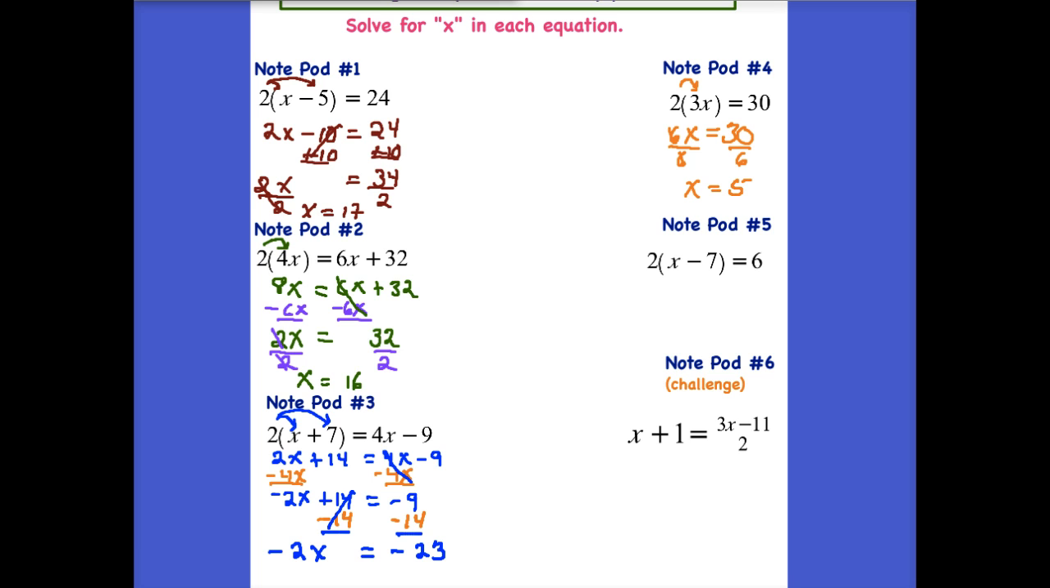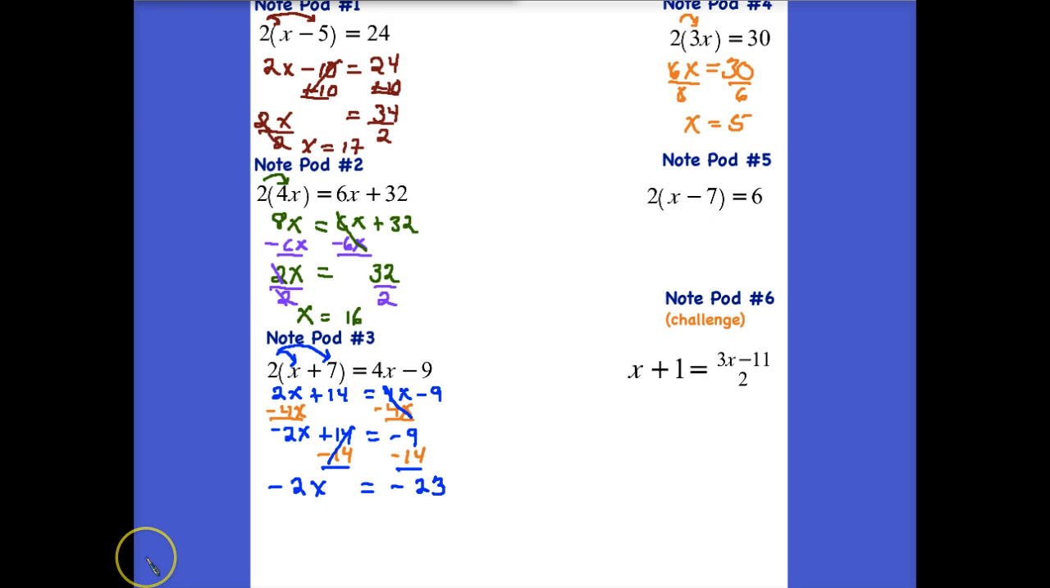Okay. On to my final step. So I've combined all my like terms. Once you combine all your like terms, now you're ready to solve for x. So in order to leave x by itself, I'm going to divide out the negative 2. So I'm going to divide both sides by negative 2. Negative 2 divided by negative 2 is just 1. So that leaves one of the x's.